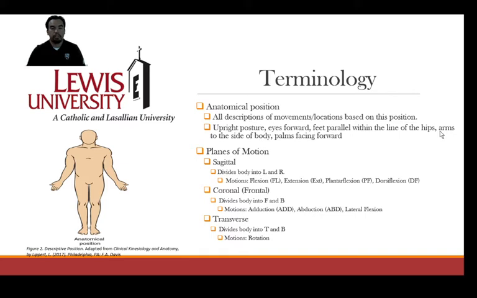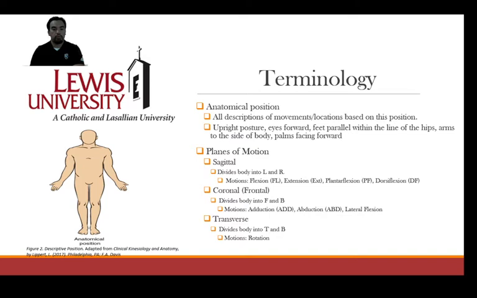When we are referencing the body, how we do that is in what we call anatomical position. All the descriptions of movements and locations are based upon this position. So when you're referencing flexion, you're like, is it this way or is it this way? How are my arms? This way, that way? I'm not sure. Go back to anatomical position and that'll answer your question. It is an upright posture. Your eyes are forward. Your feet are parallel within the line of the hips. Your arms are to the side of your body and the palms are facing forward.